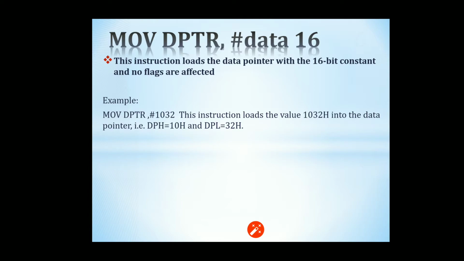Next, MOV DPTR, 16-bit data. This instruction loads the data pointer with the 16-bit constant, and in this particular instruction no flags are affected. For example, MOV DPTR, #1032H. This instruction loads the value of 1032H into the data pointer, that is, DPH has 10H of data and DPL has 32H of data.